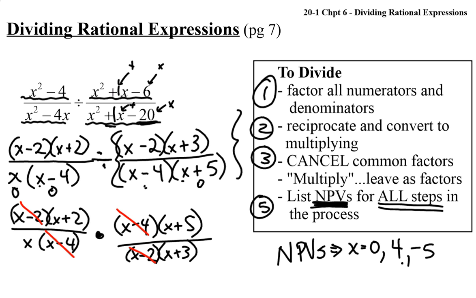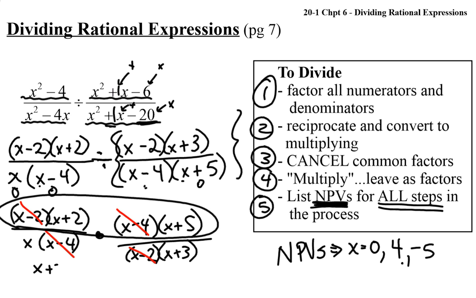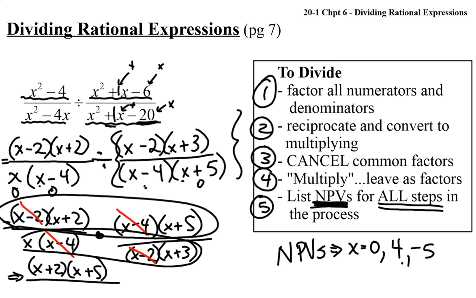So now I need to multiply what's there. But please understand step 4, where it says to multiply but leave as factors. I now have in my numerator x plus 2 times x plus 5. I don't need to expand that. This is the acceptable form for my solution. At each step, I can leave it in the final step as the factor. And in my denominator, what am I left with? I'm left with an x times x plus 3.